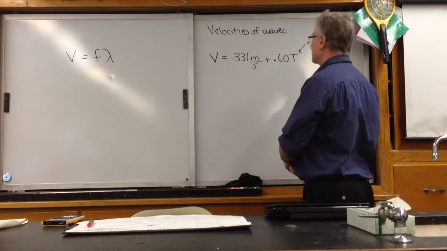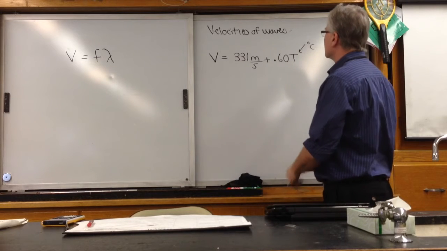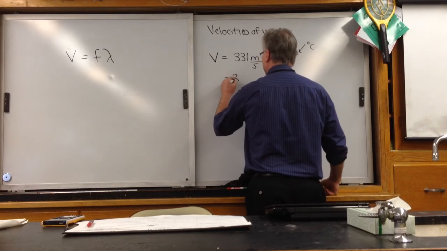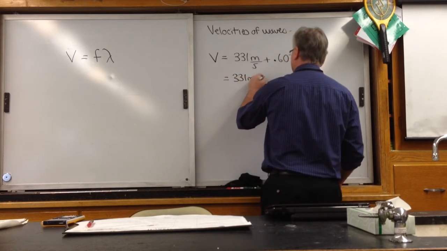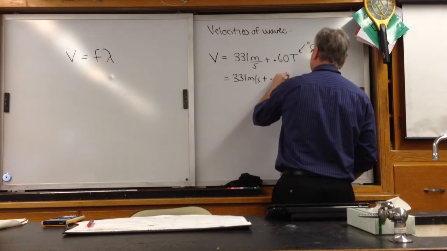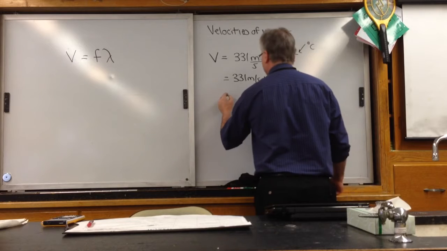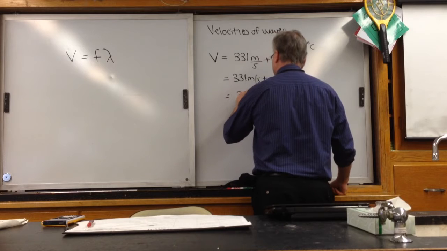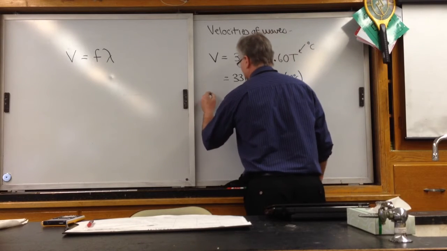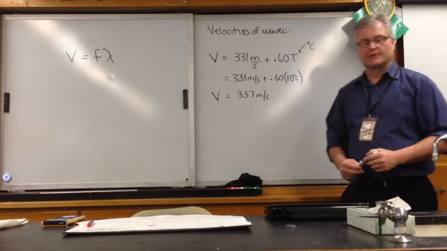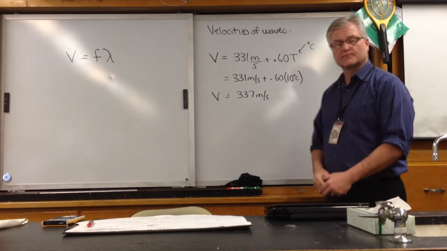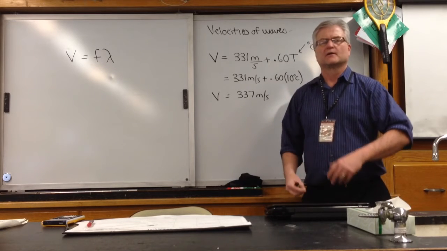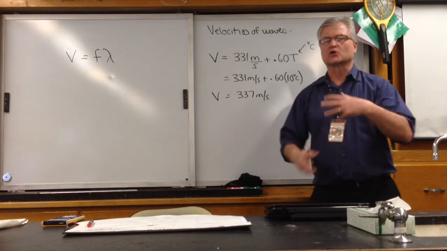All right, so if we're going to calculate, let's say, the velocity of sound, let's suppose the temperature is 10 degrees centigrade. So we would take 331 meters per second plus 0.6 times the 10 degrees centigrade. And then if we add those up, 0.6 times 10 is 6. The velocity at that temperature for sound is 337 meters per second. All right, now note something. As the temperature increases, the velocity of sound actually increases. So on a warm day, the velocity of sound is slightly higher than on a cold day.